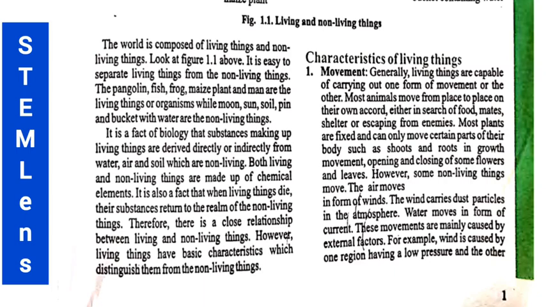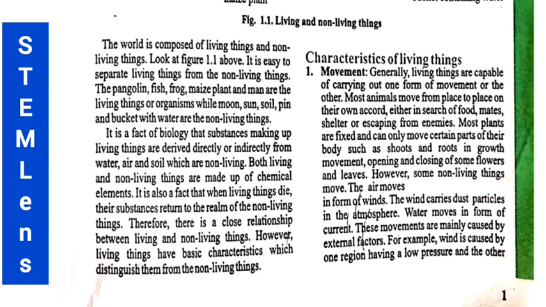Alright, so now let us discuss the characteristics of living things so that we can be able to identify living things from non-living things. Number one, we have movement. It says generally living things are capable of carrying out one form of movement or the other. Most animals move from place to place on their own accord, either in search of food, mate, shelter or escaping from enemies. Most plants are fixed and can only move certain parts of their body, such as shoots and roots in growth movement, opening and closing of some flowers and leaves.